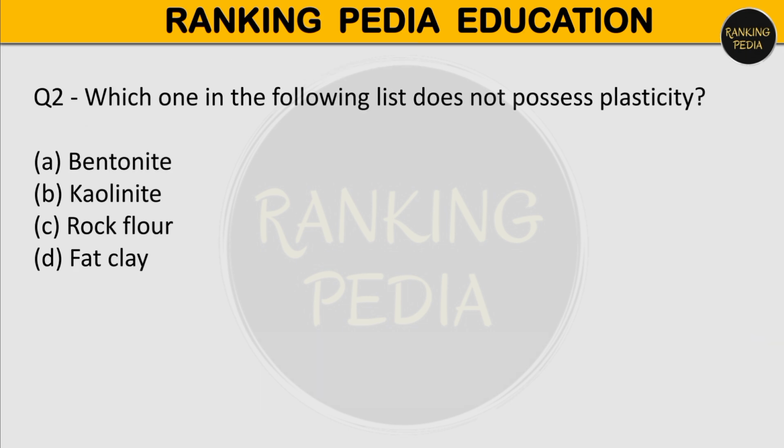Next question is, which one in the following list does not possess plasticity? Your options are bentonite, kaolinite, rock flour or fat clay. So you have to answer which one does not possess plasticity. That is rock flour. Option C is correct, that is rock flour.